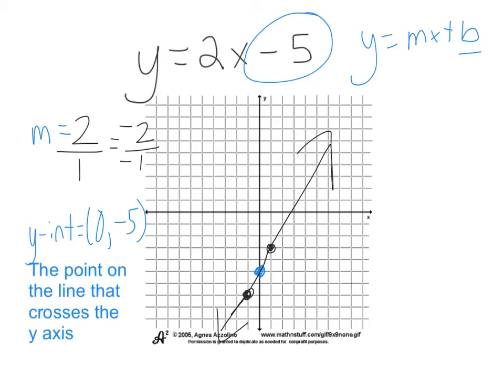The biggest or most common mistake people make is they look at this fraction and they go left or right 2 and up and down 1. You always need to go up or down first and left or right second and do exactly what it says.